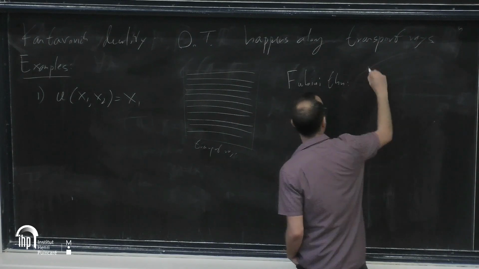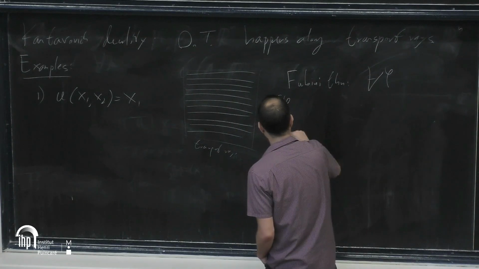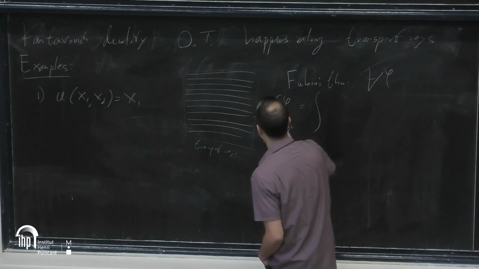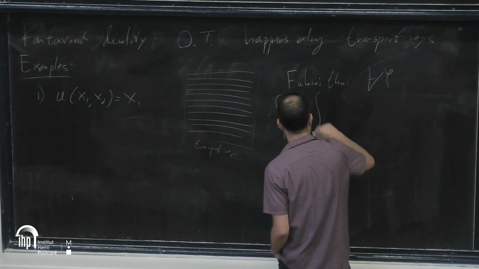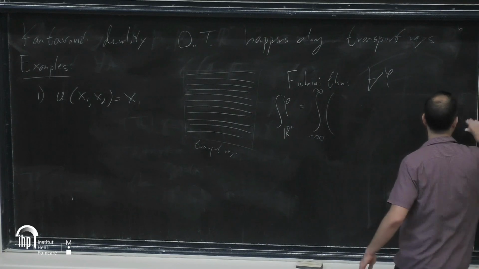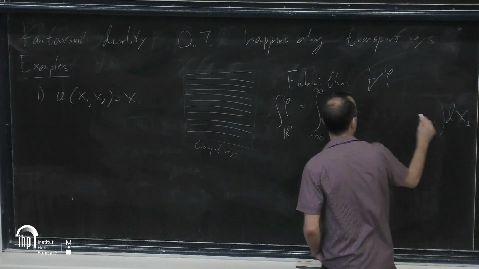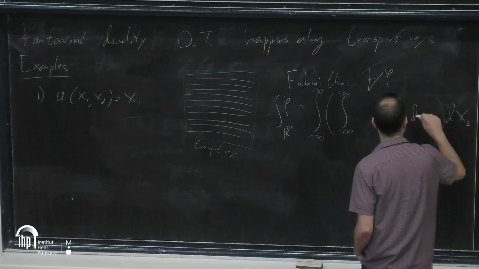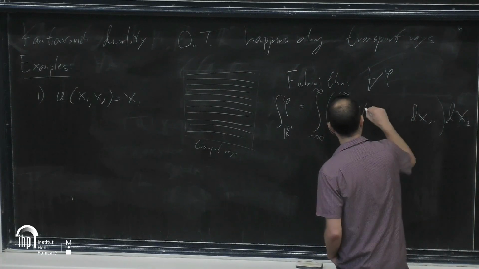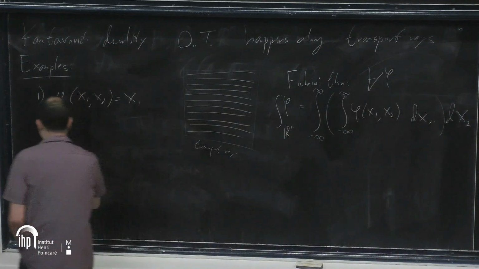So I know that for any phi, some test function, the integral of phi on R2 is the same as integrating first on x2, which is on the space of needles, on the space of transport rays, and then on each needle like that. Okay, that's an obvious thing. Too obvious that you don't see the point here, probably. The second example would be more meaningful, maybe.